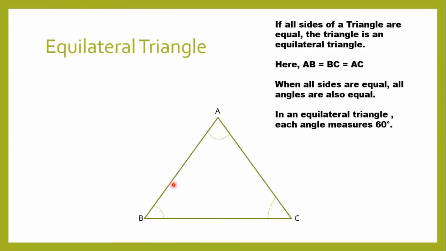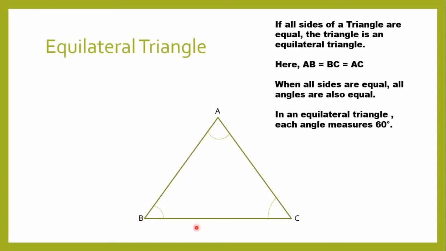So after discussing parallel lines and their properties, we will now discuss types of triangles. On the basis of sides, we can have three types of triangle: equilateral triangle, isosceles triangle, and scalene triangle. So the first is the equilateral triangle. If all the sides of a triangle are equal, the triangle is an equilateral triangle.